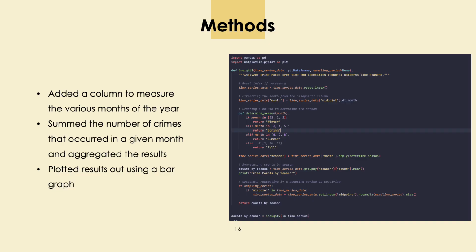To do this, we had to do several things. The first was to add a column to measure the various months of the year. We had the date times, but we didn't have any column for the months. So we used a function to map each value of a month to different seasons, such as winter, spring, summer, fall, etc. And then we summed the number of crimes that occurred in a given month using the group by function and aggregated the results. Finally, we plotted those results out in a bar graph to help us better contextualize these values.